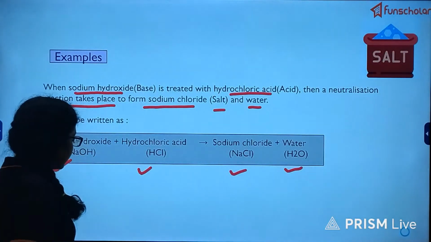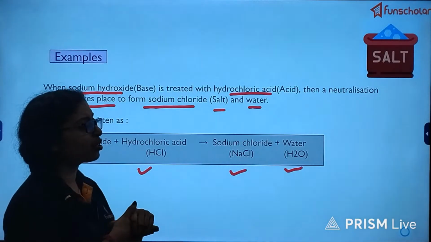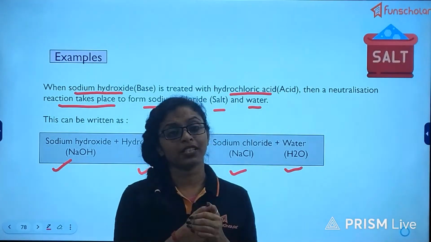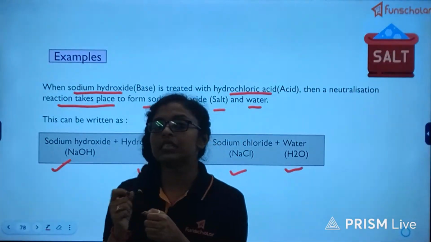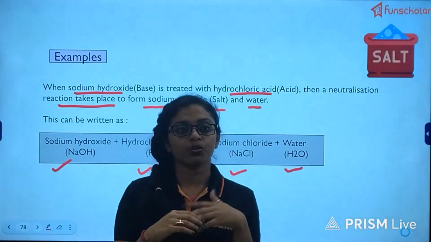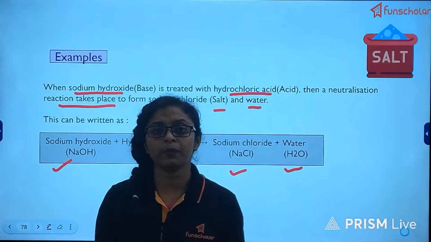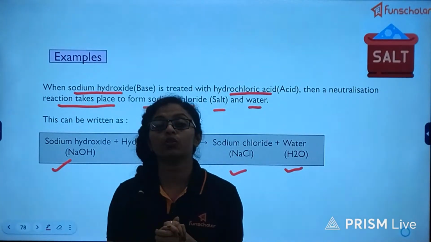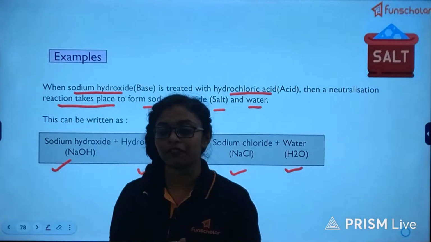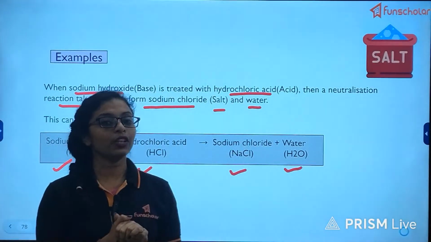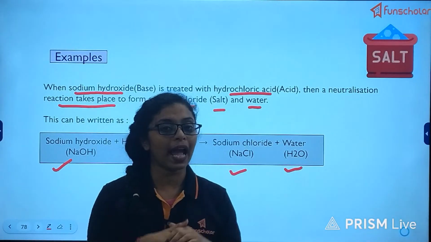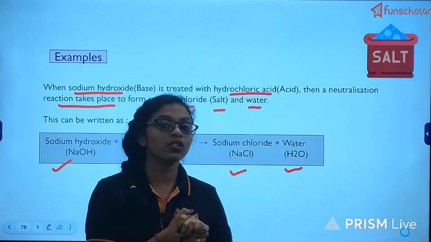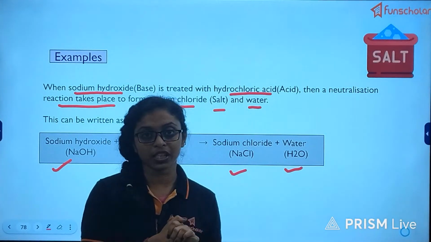Other than this very common example, there are so many examples in our daily life, from digestive problems to ant stings to acid rain to soil treatment. We are actually using different types of neutralization reactions in our daily life. So other than this one, can you mention some of the examples and write the chemical reactions of such neutralization reactions in the comment section?